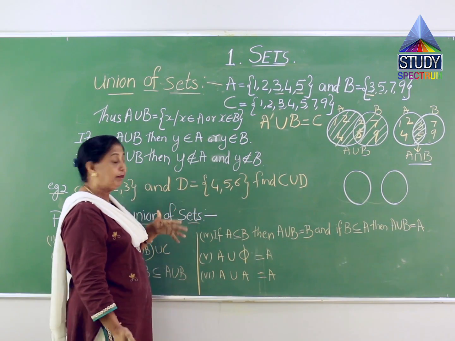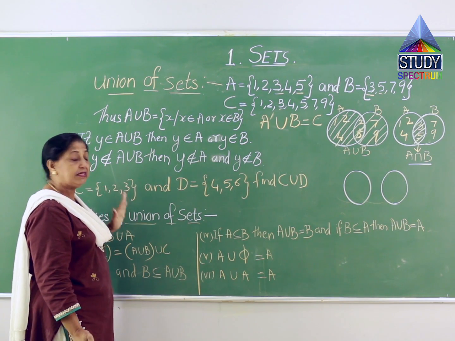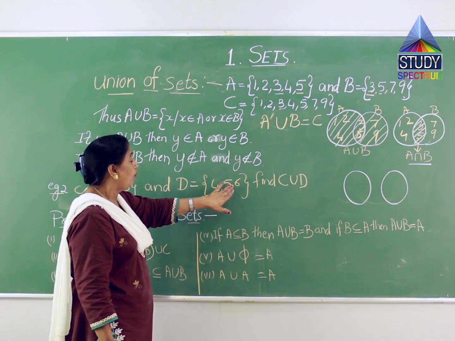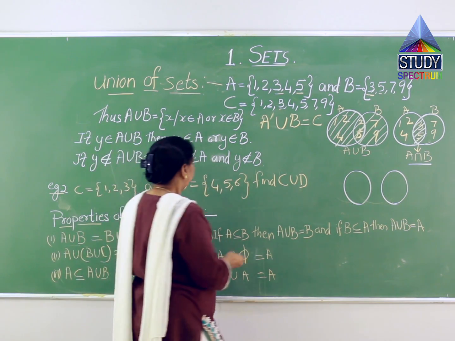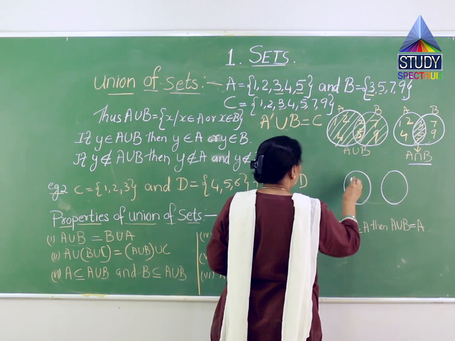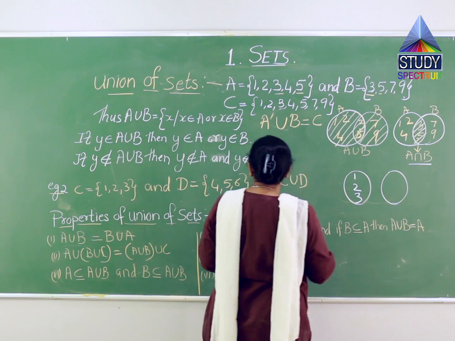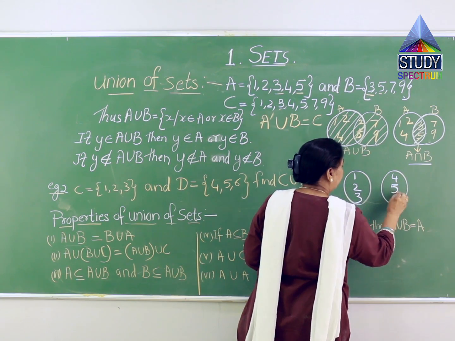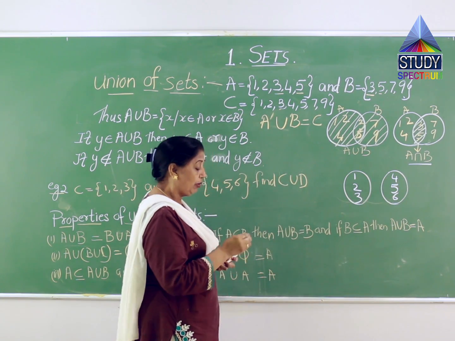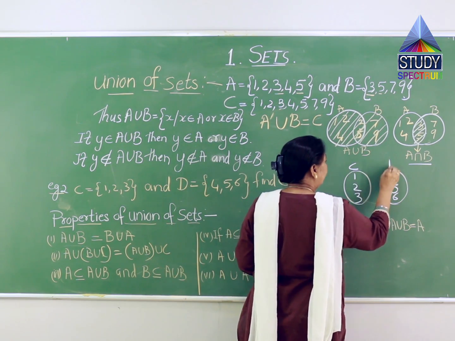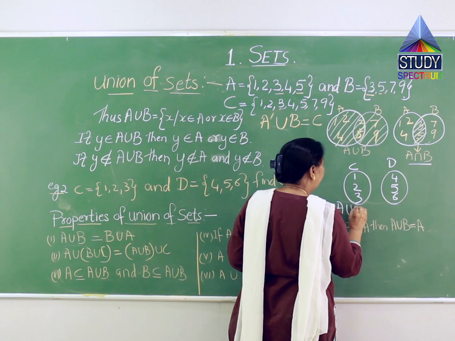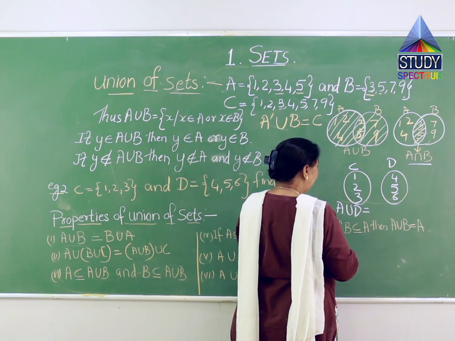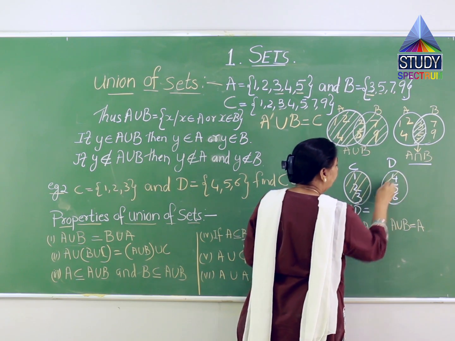Now I will take another example. C is a set which consists of 3 elements, 1, 2 and 3, and D is a set which consists of 4, 5, 6. Now let's put these numbers over here. C is 1, 2, 3 and D is 4, 5 and 6. Now when I talk about the union, if this is C and this is D, so I'll talk about C union D.